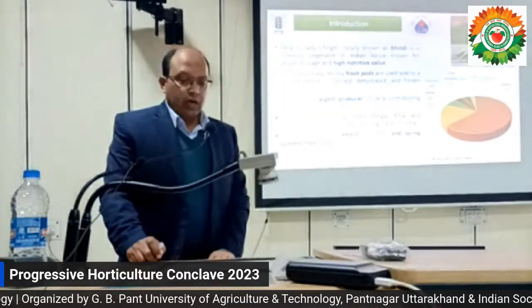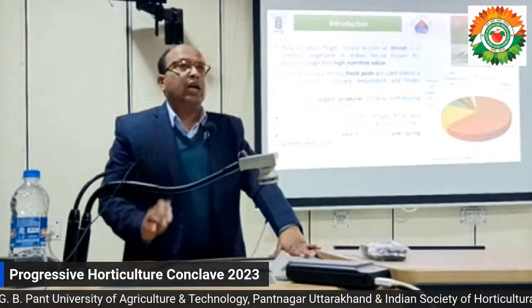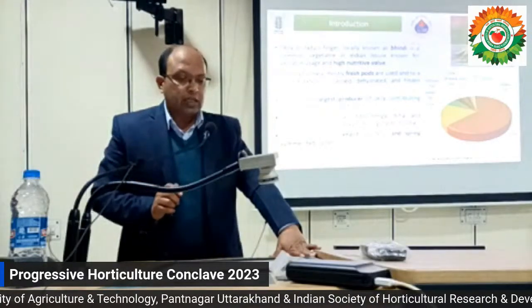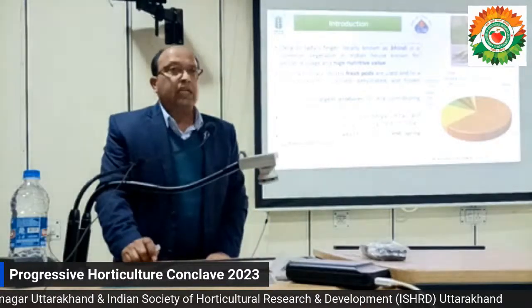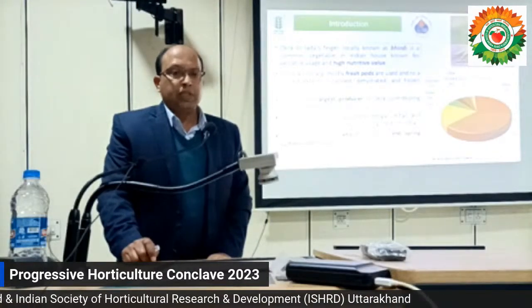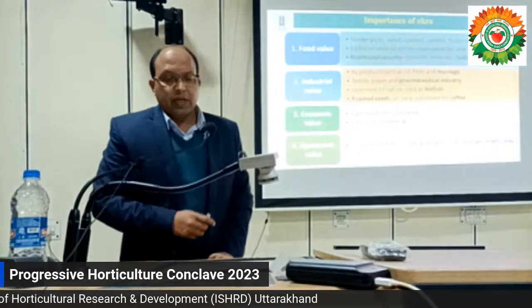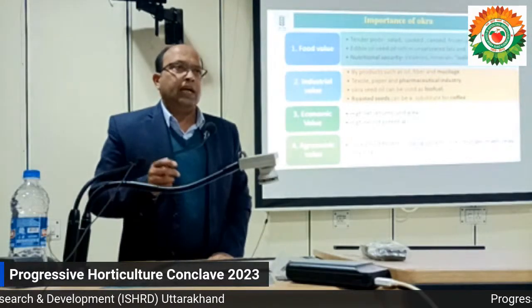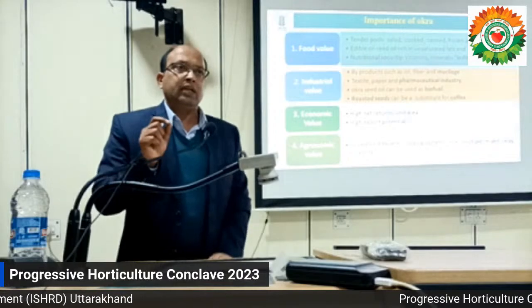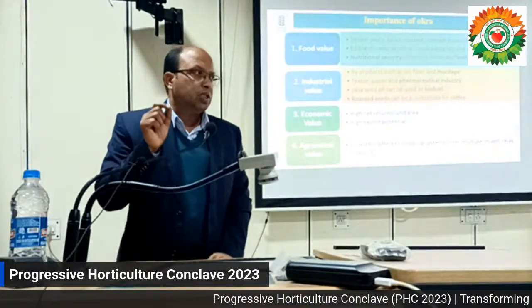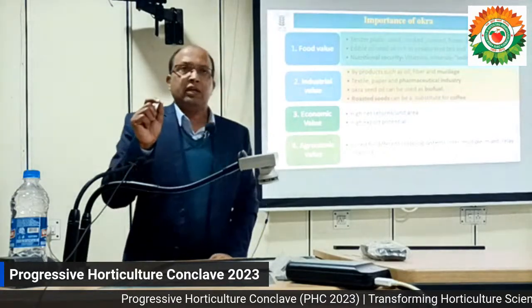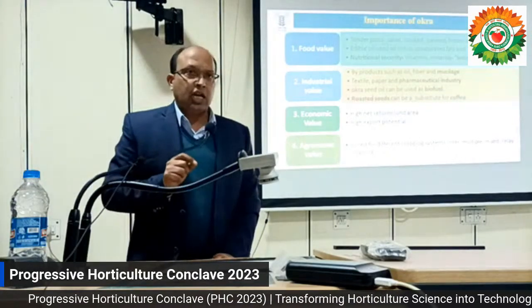This is also called ladies finger, because the shape is like that. At present we are producing 63% of okra, and a lot of important uses are there. Out of that, a very important use is that this is the only vegetable where we can find iodine. So this is the source of iodine. Otherwise, you will get iodine from iodized salt only.